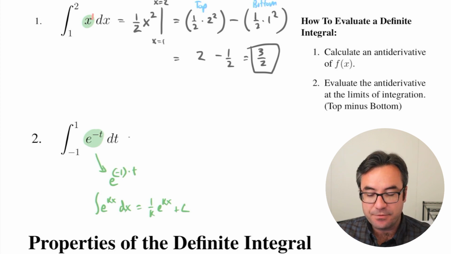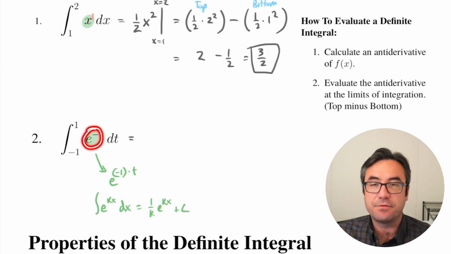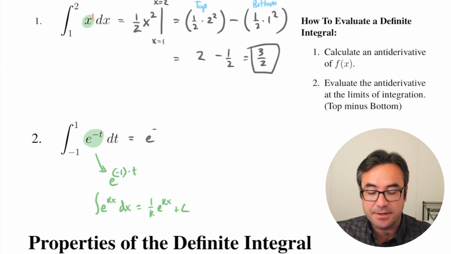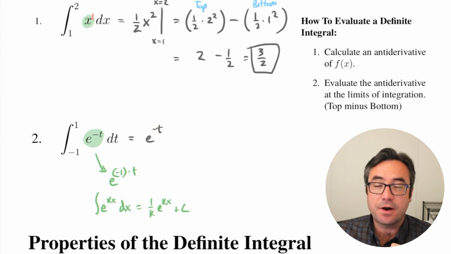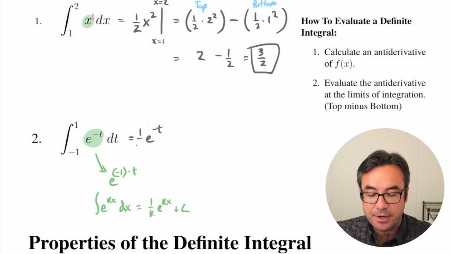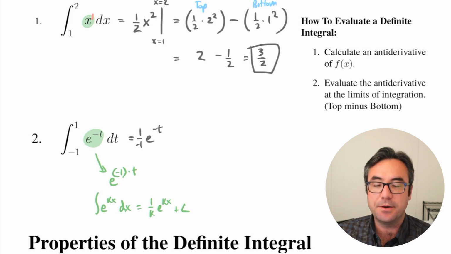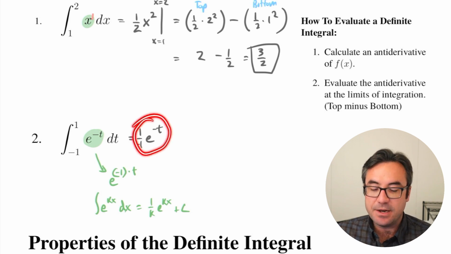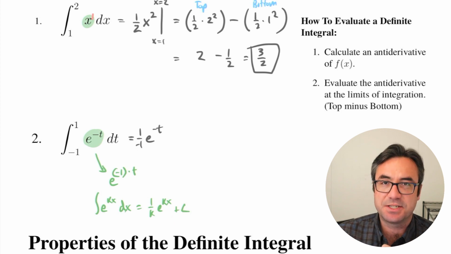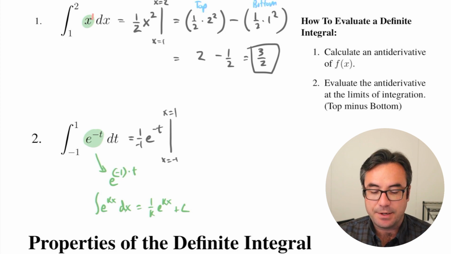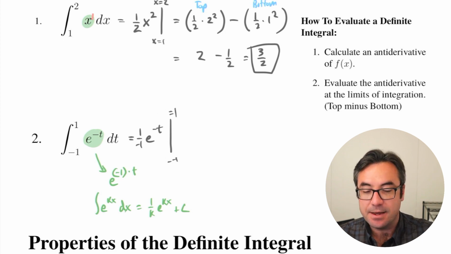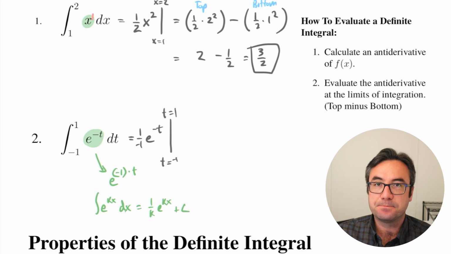So if we find the antiderivative, the exponential function stays exactly the same, so it'll be e raised to the -t. Then we take this constant that's in front of our variable, and we flip it and put it in front, so maybe 1/-1. Now for definite integrals, we don't have to worry about this plus c business. But we do have to put this vertical line, which means evaluate. And we're not using x anymore, we're using t. So those should be t equals -1 and t equals +1.